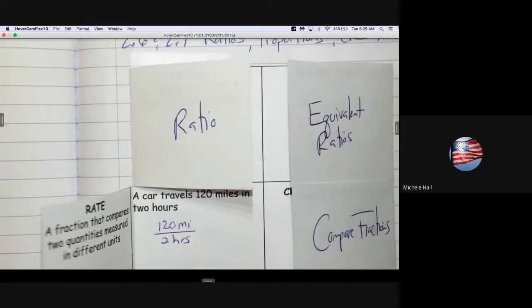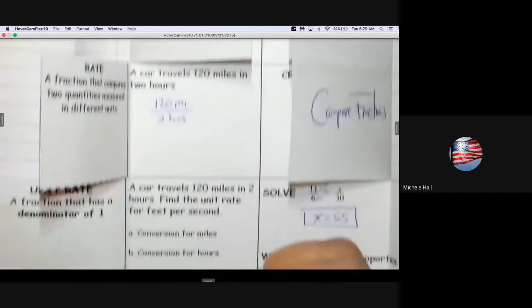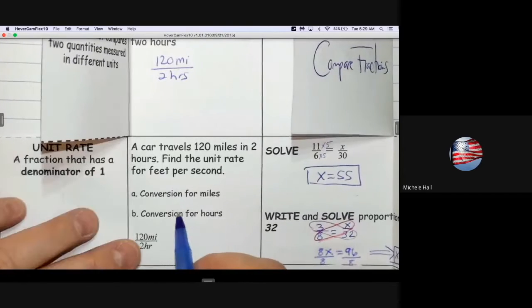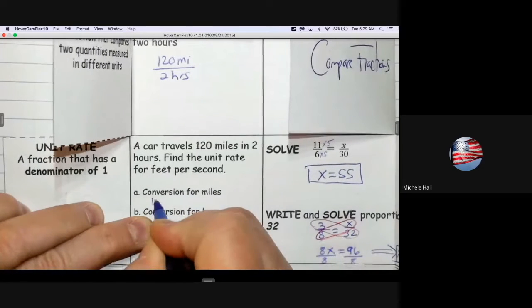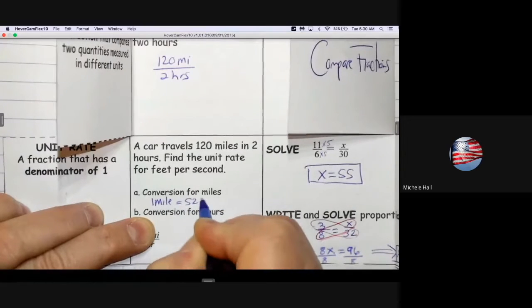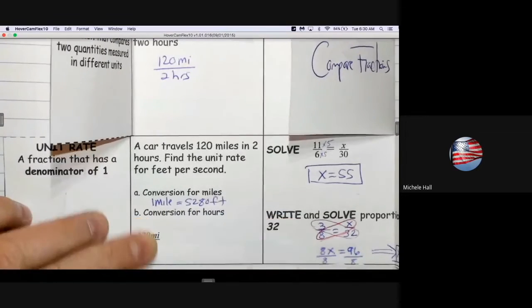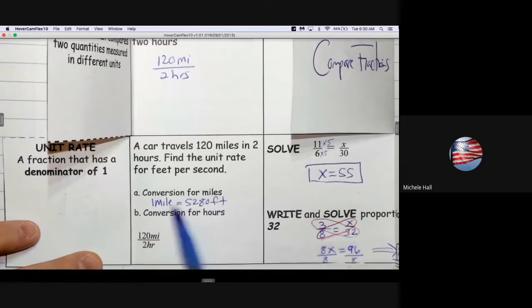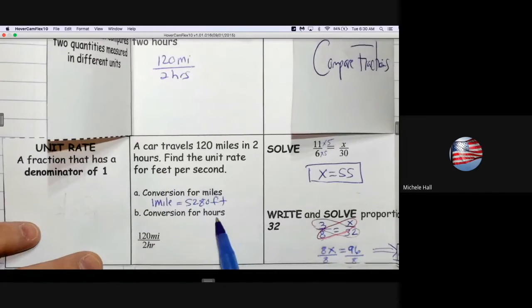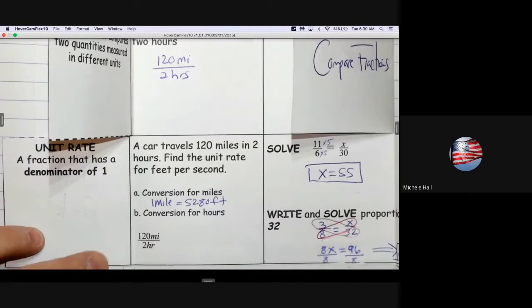I just Googled a conversion. Nothing wrong with doing that when you need something. I have that 1 mile equals 5,280 feet. We need a conversion to go from miles to feet. Right now we're in miles, and our final answer needs to be feet per second. We are in hours, and we need seconds.